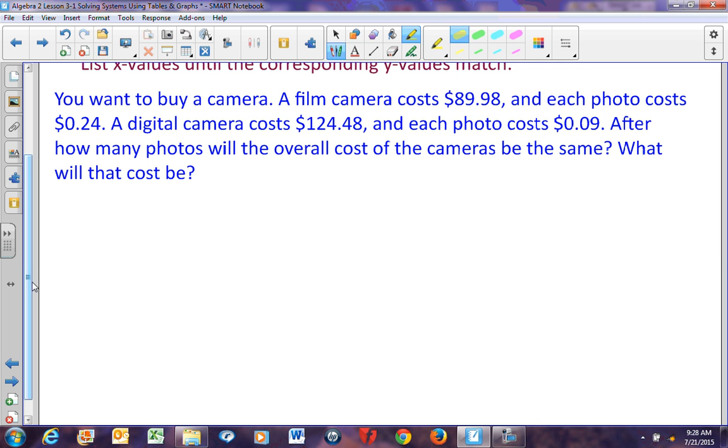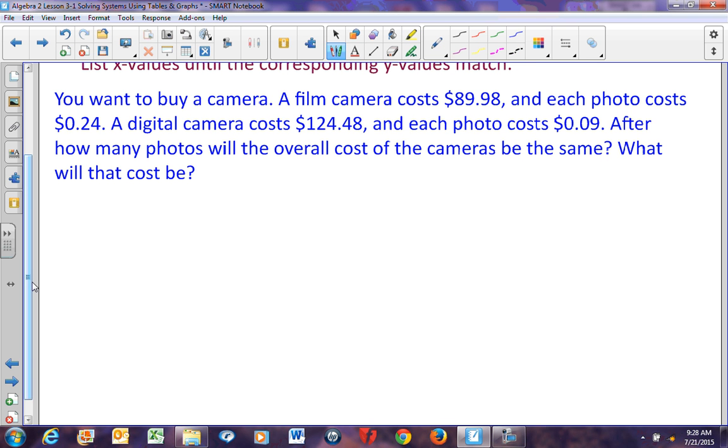Okay, so first thing I'm going to do is I have to get variables. I have a film camera and I have a digital camera. So we know that we have two different types of cameras, but we also know we're going to have a total cost. We also know that each photo cost is different. So that's probably what I'm going to set up my variables.